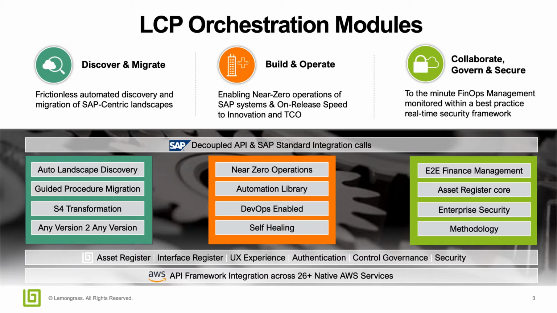for discovering landscapes, migrating and transforming them into Amazon. Build and Operate, consider this the automatic hands, whether you're building systems, patching systems, self-healing systems, or performing change. And finally, Govern and Secure, which focuses on finance management, operational methodology, security, and overall asset management.